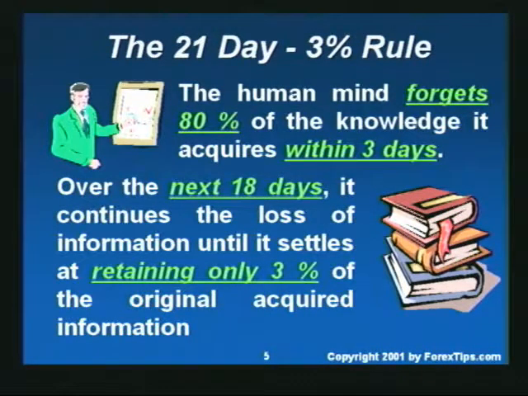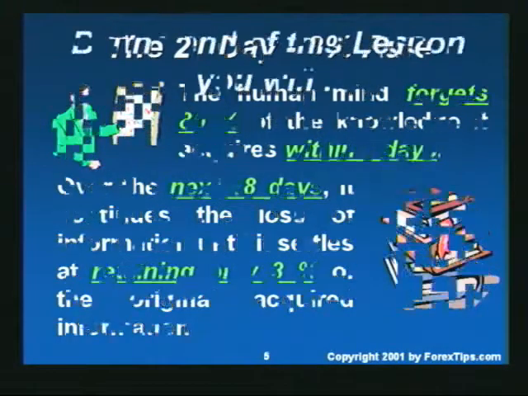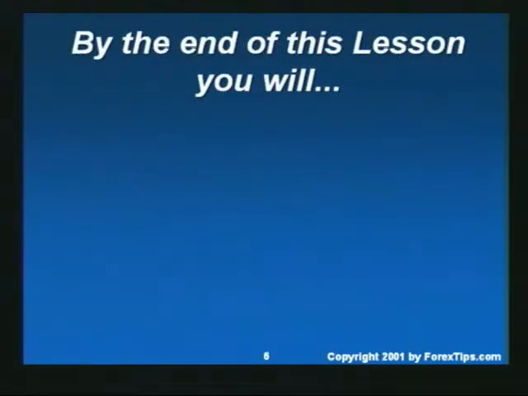Over the next 18 days, it will continue the loss of information until it settles at retaining only 3% of the original acquired information. That means that after 21 days, you will only have retained 3% of the information that you will be shown during these presentations. So please go back and review these tapes and CDs and understand what there is to know on trading so that you can become successful. Invest in yourself.